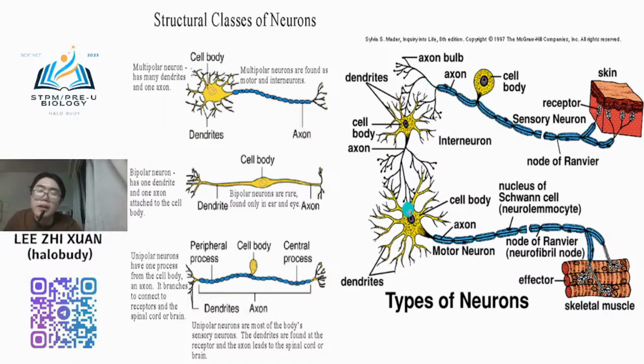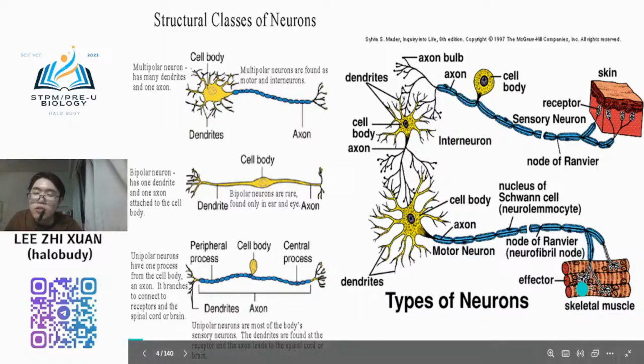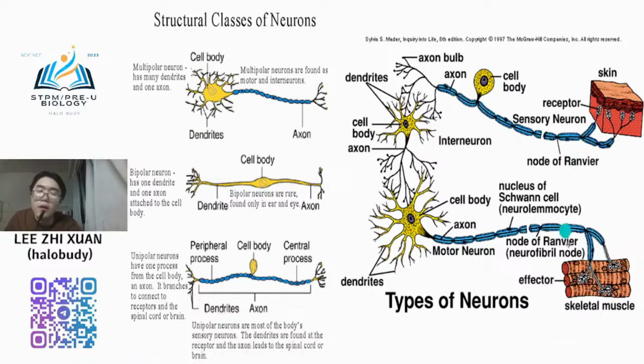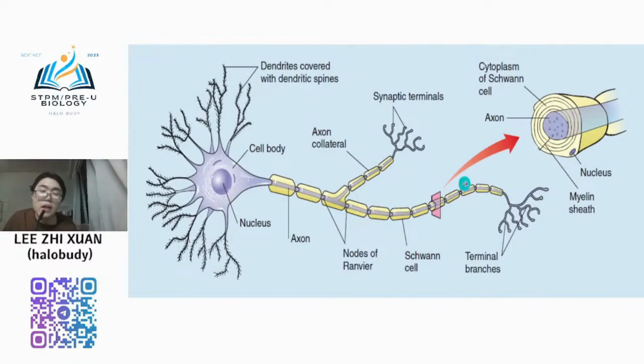And then the gap between the efferent neuron and the effector is known as the neuromuscular junction. So for these two structures, the synapse and the neuromuscular junction, later we will learn more detail. Okay, so this is the more detailed structure of the neuron tissue.